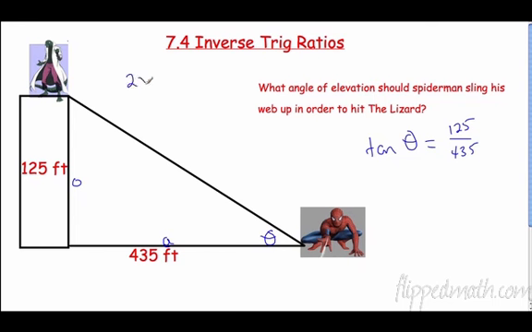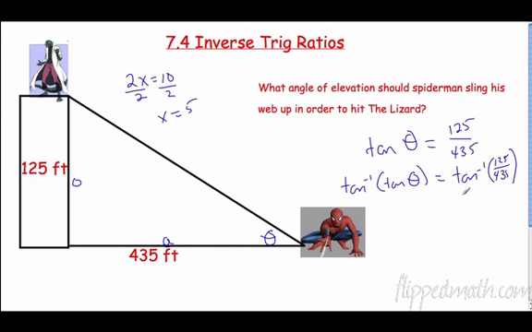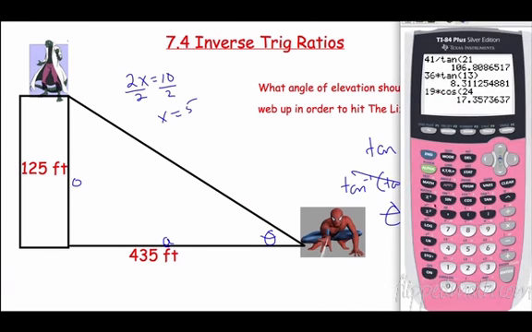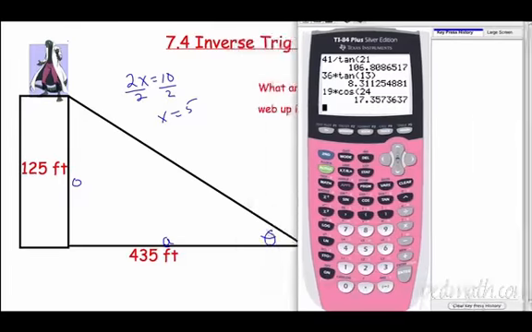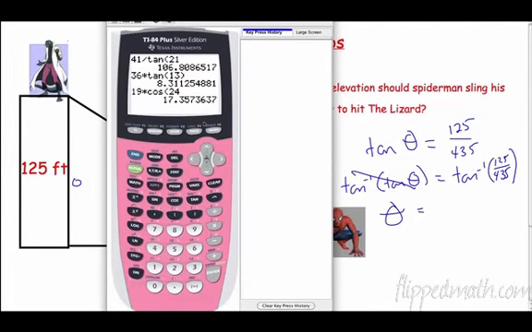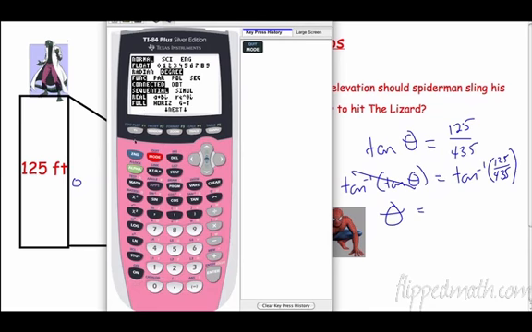Remember, if I'm solving the equation 2x equals 10, the opposite of multiply is divide, the inverse. The inverse of tangent is what we call inverse tangent. And if I do it to this side, I have to do it to this side. That cancels out, and that would give me theta equals the inverse tangent of 125 over 435. So let's take a look at that one. Remember, we have to be in degrees. Let's just check. I'm in degrees, so I'm good.